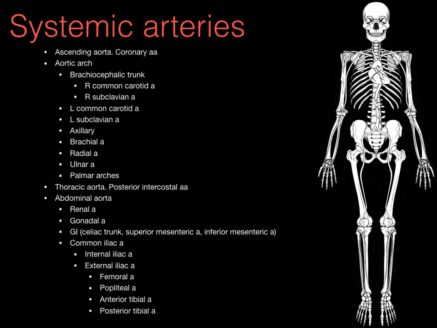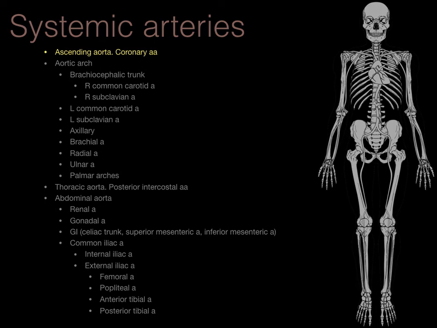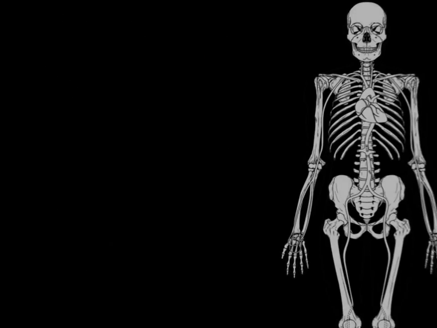And so we're going to cover all of these different arteries and talk about what they do. All right. We'll start with the ascending aorta that supplies coronary arteries. Okay, so that's where we're going to start.